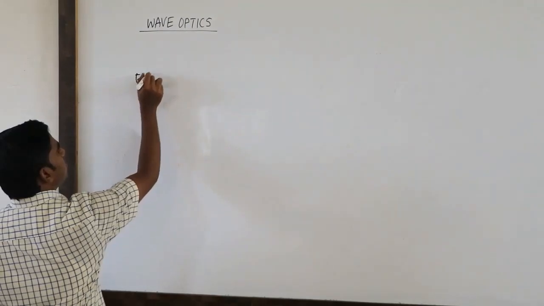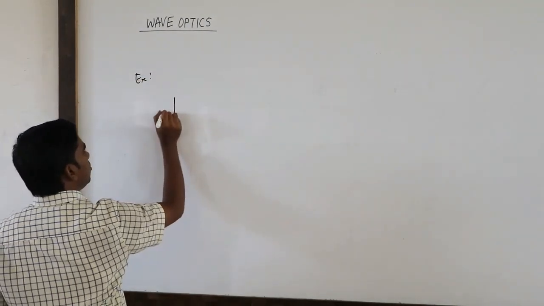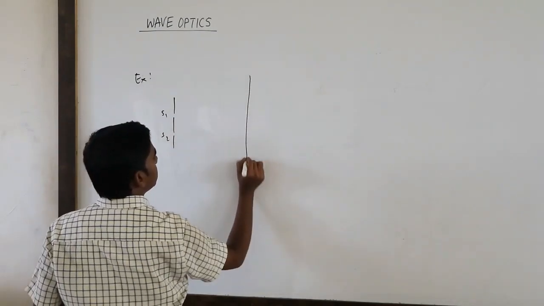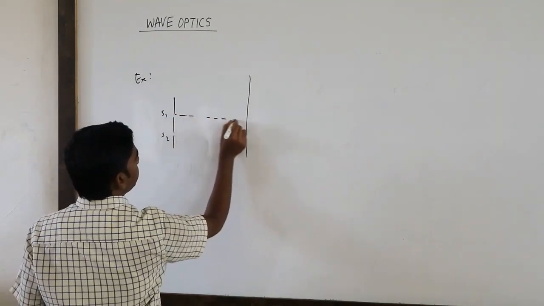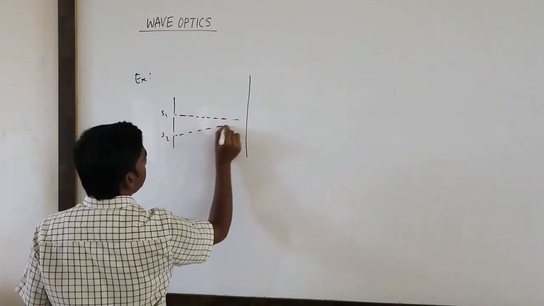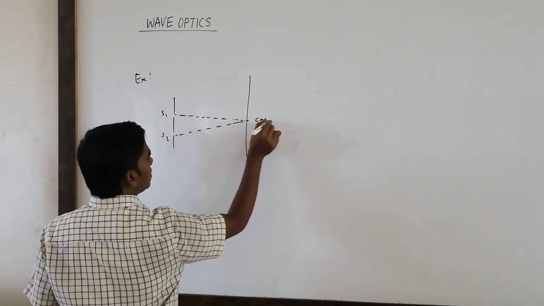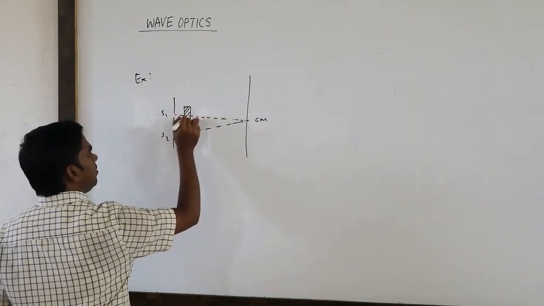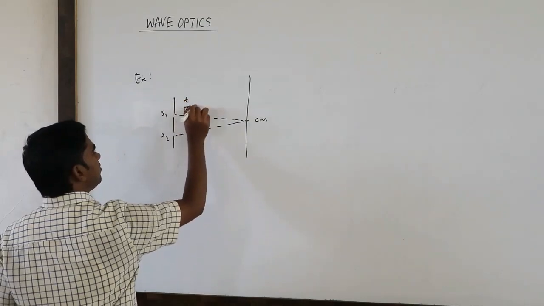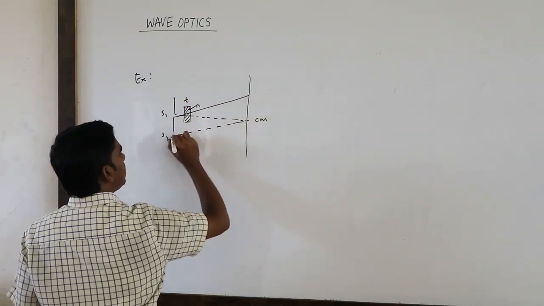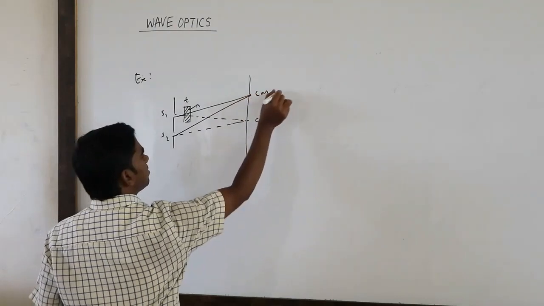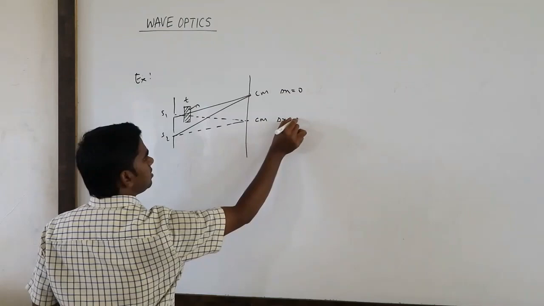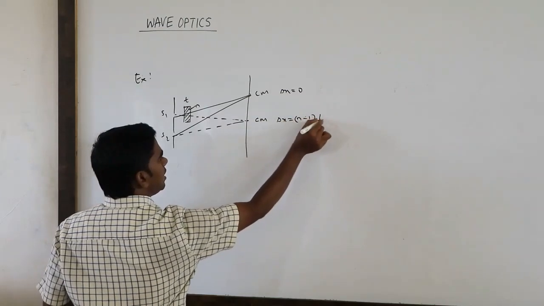Take an example on introduction of a slab. Suppose here you have S1 and S2, and here your screen is going to be. If the glass slab is not introduced, you will get the central maxima here. But when you introduce the glass slab of thickness T and refractive index n, your central maxima will shift here. This is the central maximum. Now delta x equals 0 here. Then what is the delta x here? It is (n minus 1) into T.